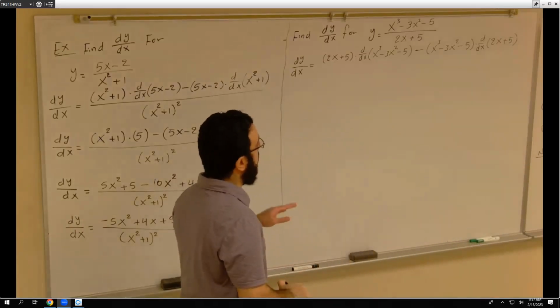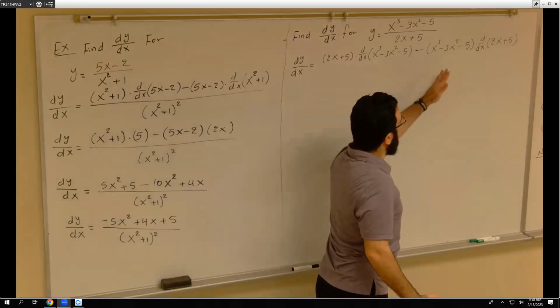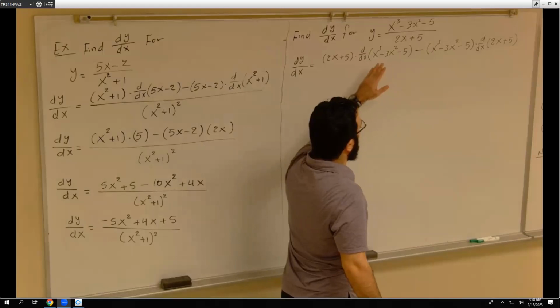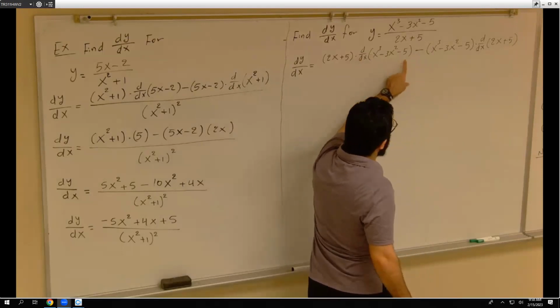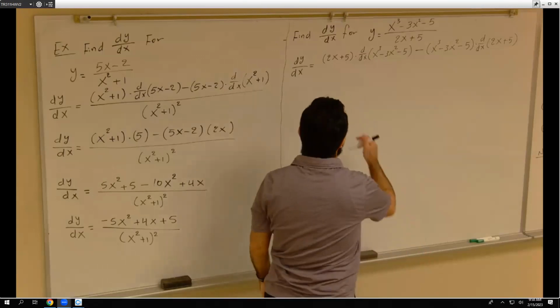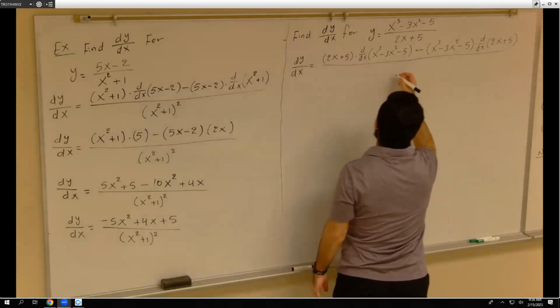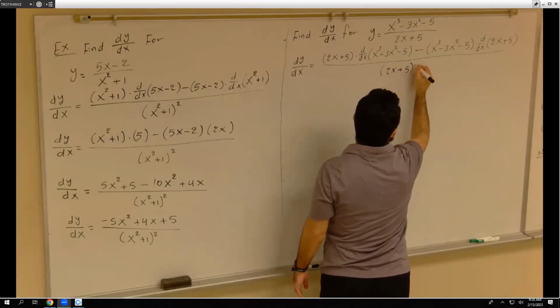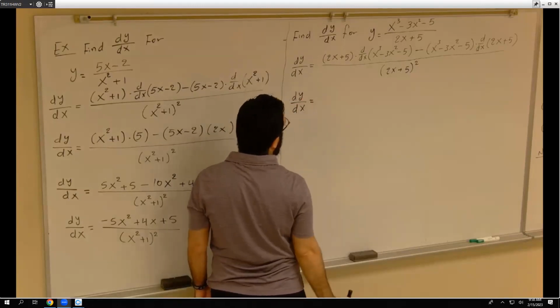I'm telling you again, we're not gonna do these steps. If you don't do these steps, it's fine. You're just gonna go ahead and say f of x times the derivative for this one, just write down the derivative. And don't forget, everything is divided by 2x plus 5 squared. That means dy over dx is going to be equal.